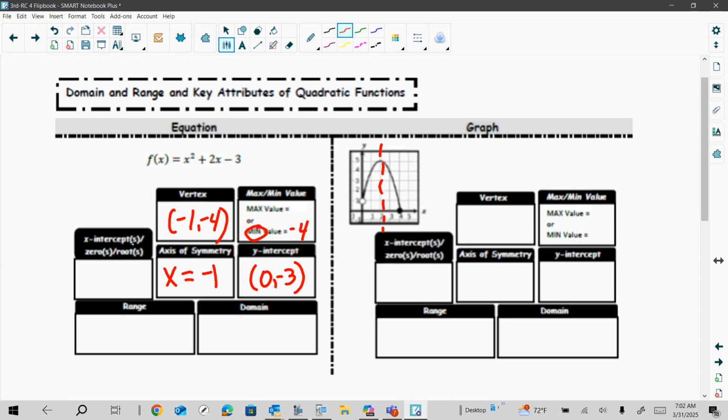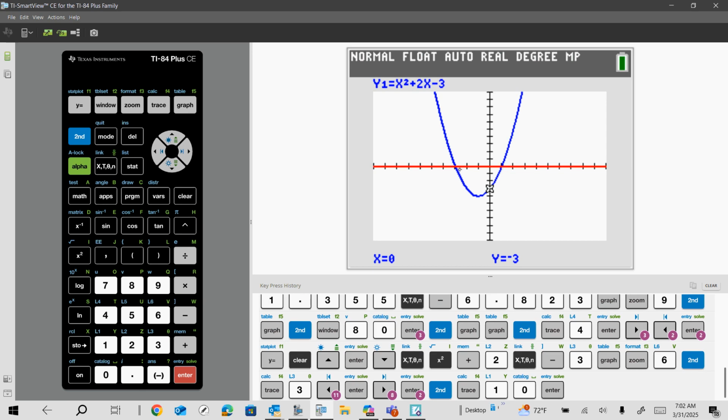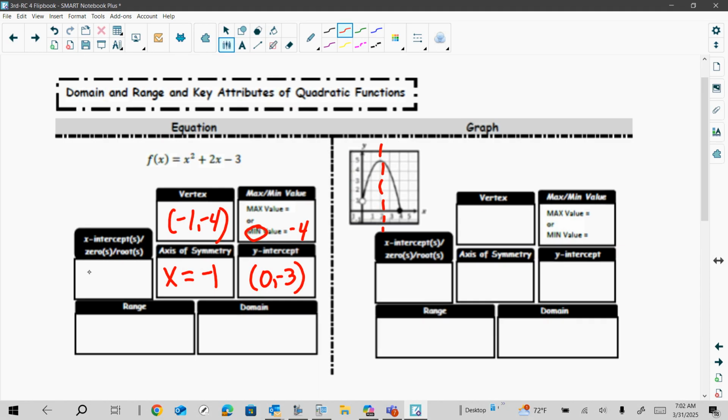Then our x-intercepts, roots, or zeros, that's where it touches the x-axis. So I can't physically see it, but I can see it right here. This happens at -3 and at +1. So we write x equals -3, and I'm just going to put both positive, oh sorry, I wrote -1, sorry. x equals -3 and +1.